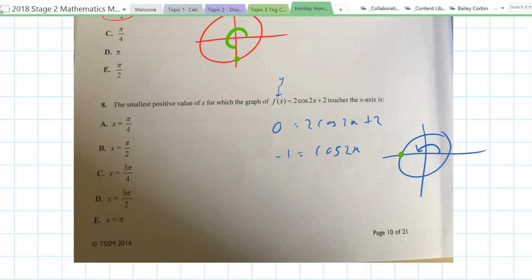So what we're saying here is that cos of pi equals minus 1, therefore this here must be equal to pi. 2x equals pi, x equals pi on 2. Which I really hope is a solution.